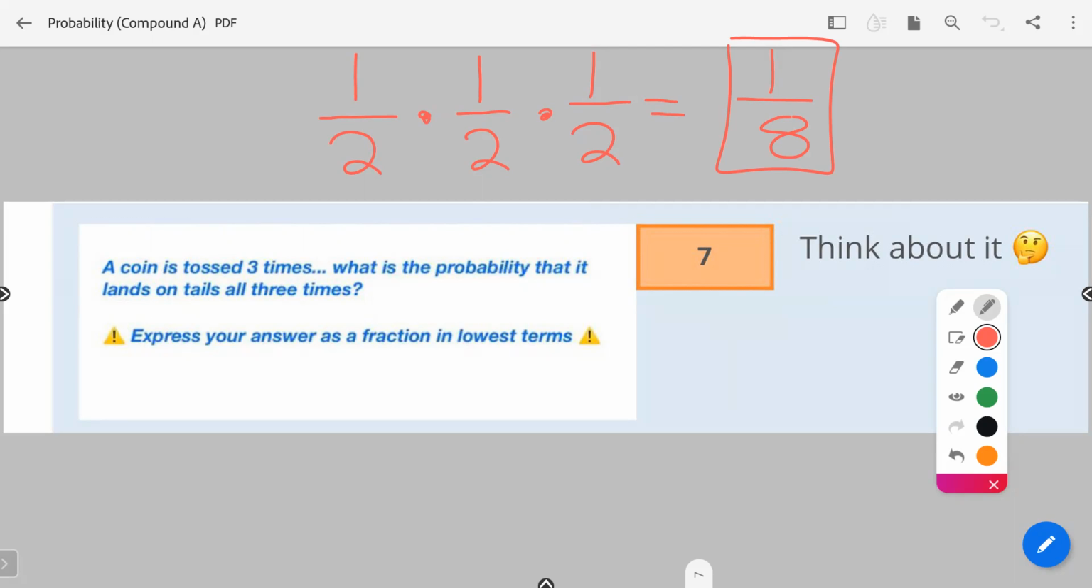The actual answer to this question is 1 chance out of 8, or 1/8 as a fraction. This is the probability of flipping a coin and landing on tails 3 times in a row.